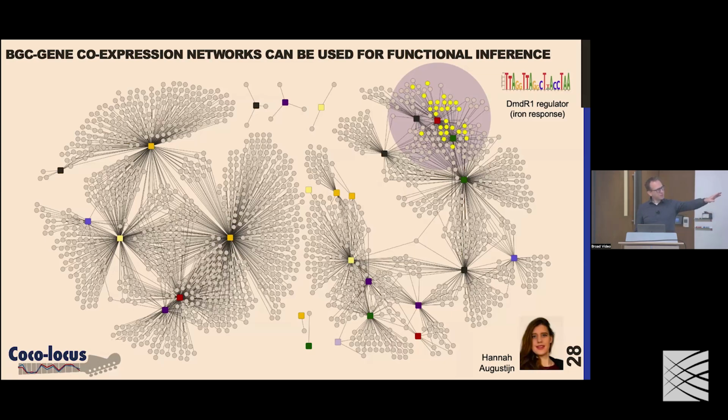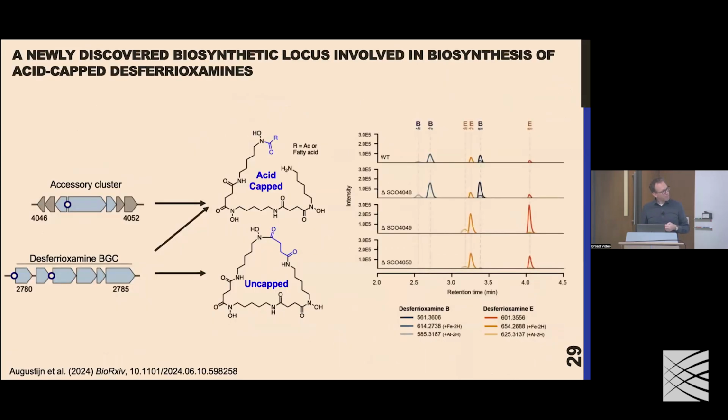But at the same time, she also saw another gene cluster in that same part of the co-expression network, which was an unknown gene cluster for which we didn't know a function yet. She made CRISPR-Cas knockouts of all of the genes in that gene cluster, and it turned out to also be involved in siderophore biosynthesis, which really indicates that indeed you can use this kind of inference to predict functions for a gene cluster.